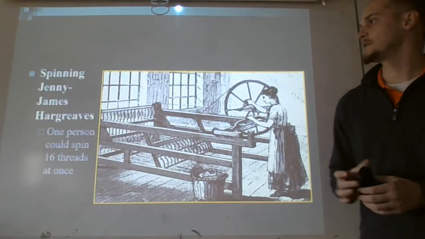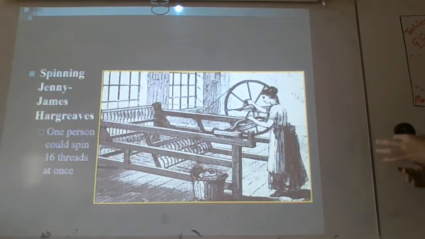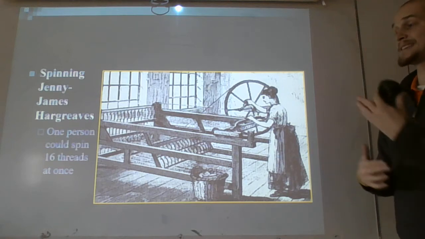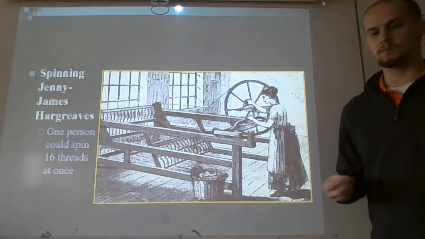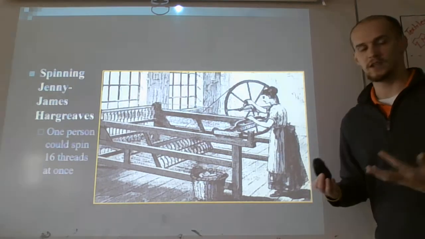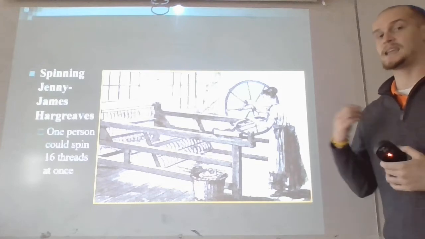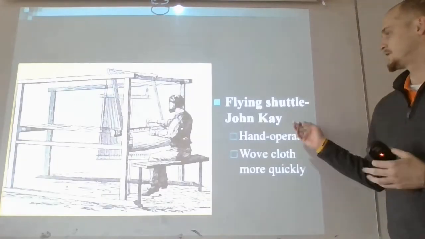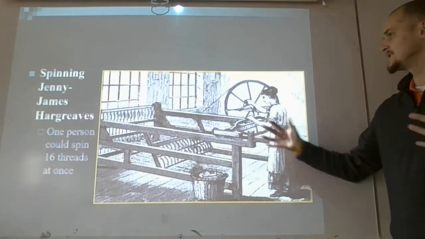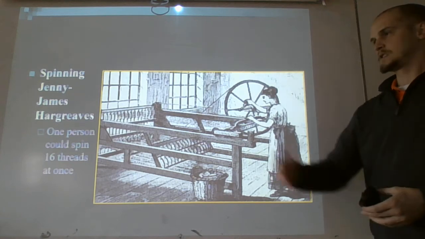The spinning jenny was created by James Hargreaves. He named it after his wife. But what it allows is one person could spin 16 threads at once. So as opposed to being able to spin 2 threads at once, maybe 3 if you're really good with your hands, all of a sudden you can spin 16. And you can, again, combine that with the flying shuttle, and all of a sudden this idea of weaving cloth and working these machines together is starting to speed up that process.